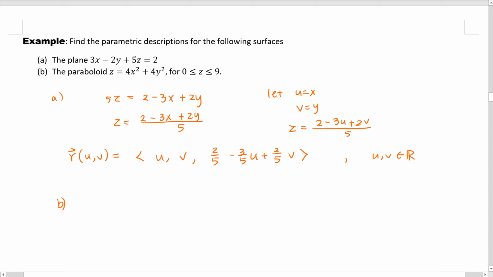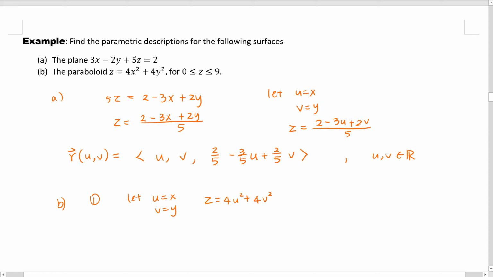Okay, B, the paraboloid. Wow, you see, z is already a function of x and y. So the natural parameterization is to let x and y be u and v. So let's see here. I want to do different permutations with u. So first we can let u be x, v be y, right? And then z is just 4u squared plus 4v squared. So far so good, everybody.